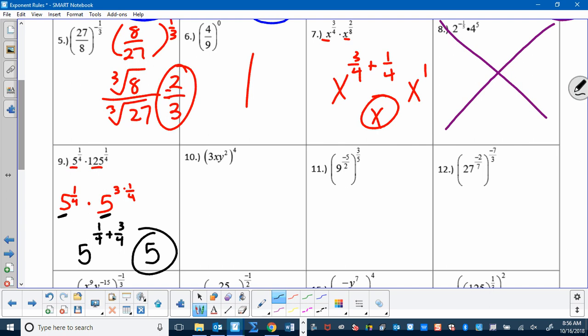Hey, what about number 10? Number 10 is like an Algebra 1 problem. Distribute, good. Don't you dare say 12. What do I write with the 3? Yeah, 3 to the 4th power, x to the 4th power, and then y to the 8th power. You are distributing to everybody.